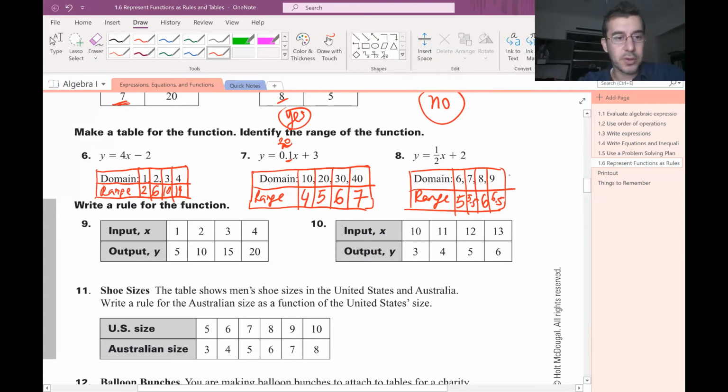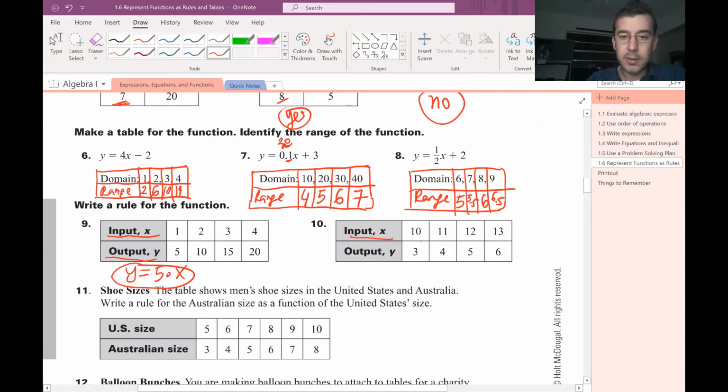Write a rule for the function. Okay, we have x, the inputs 1, 2, 3, 4. Outputs are 5, 10, 15, 20. So the function is y equals 5 times x. Why? Because 5 times 1 is 5. 5 times 2 is 10. 5 times 3 is 15. 5 times 4 is 20. Why can it not be x plus 4? Because 1 plus 4 is 5, but 2 plus 4 is 6, not 10, right? So that's the function y equals 5x.